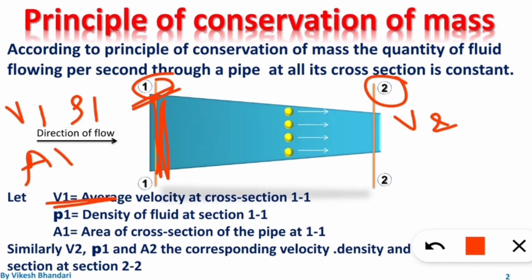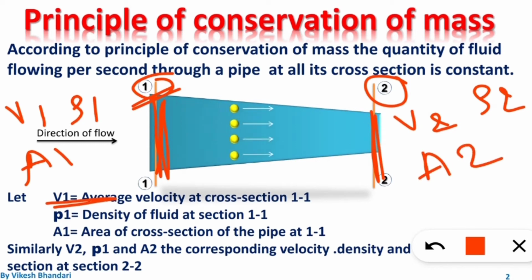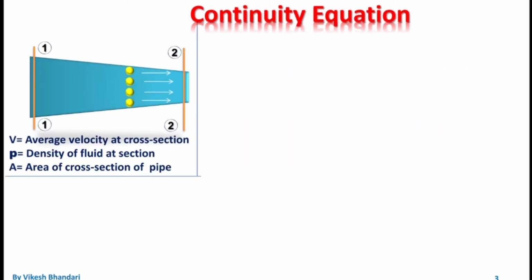At section 2, or the outlet, what will there be? The velocity V2. Next, rho 2 be the density of the liquid at section 2, and A2 be the area of the cross section of the pipe. Okay, that is what I have taken. Here the area of the cross section, I have taken different at the two places, so the velocity also becomes different. Here the velocity, V1 and V2, also differs because I have taken two different cross sectional areas of the pipe. Next we'll see what the continuity equation is.